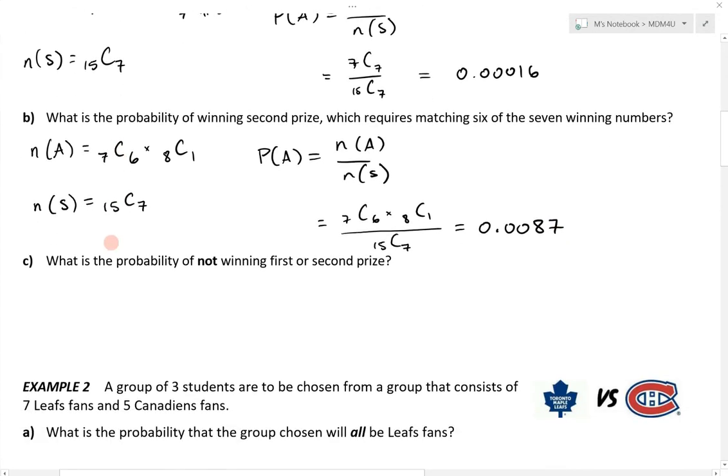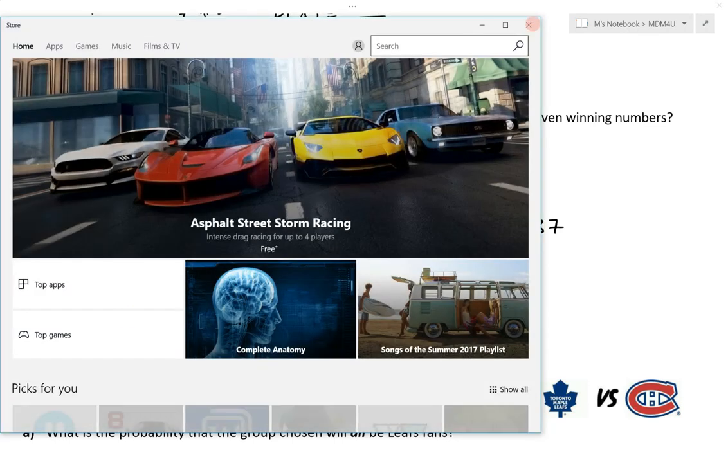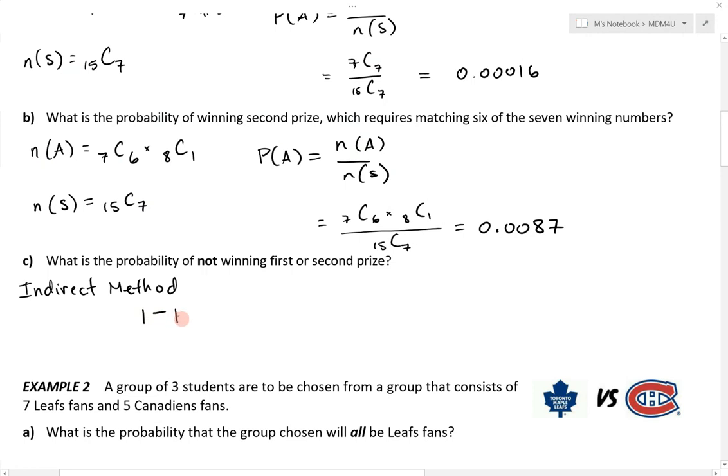What is the probability of not winning the first or second prize? So the way we calculate this is by the indirect method. And if you forget what the indirect method is, it's just simply taking all the possible outcomes and subtracting the ones that we don't want to get, and whatever's left over is what we do want. So it's going to be 1 minus the probability of the grand prize minus the probability of the second prize.